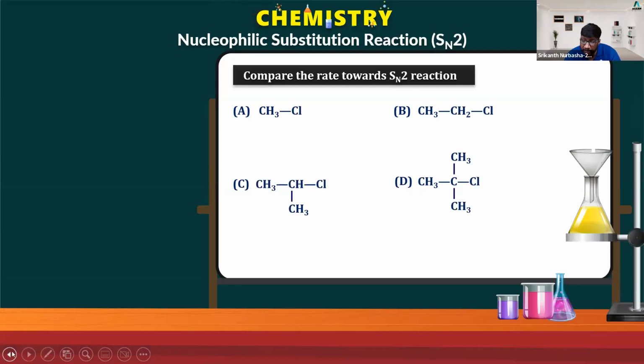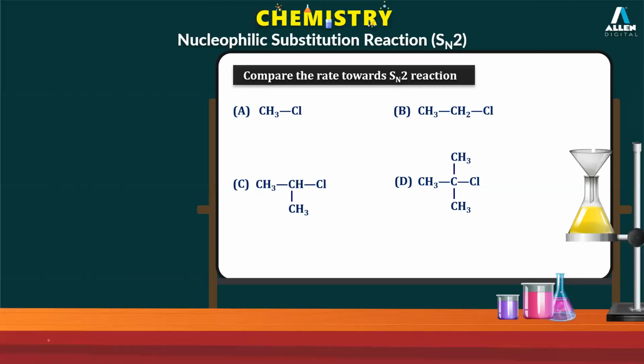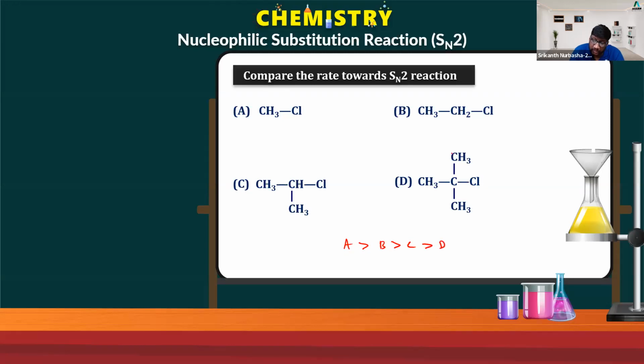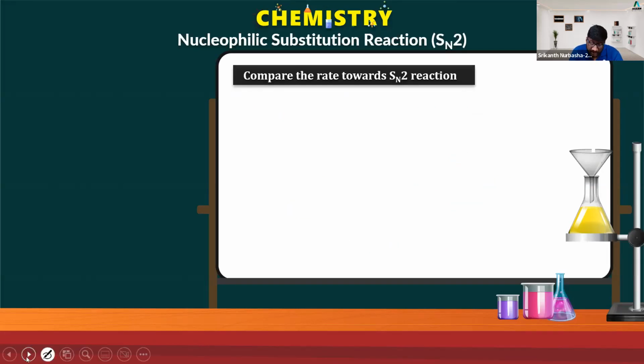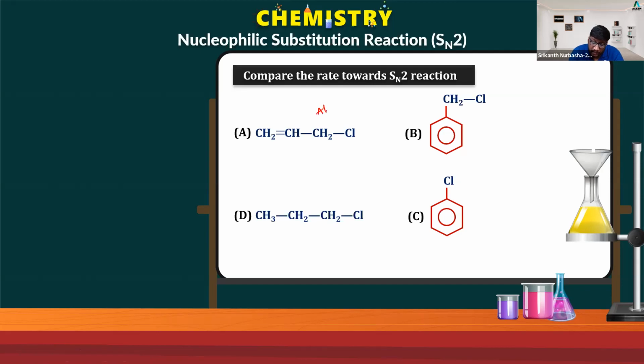Compare the rate towards the SN2 reaction. A, B, C, D, very simple, because methyl, primary, secondary, tertiary. This is methyl. Compare the rate towards SN2 for allyl, benzyl, aryl, and primary. So benzyl is greater, then allyl, then primary, and the least is going to be aryl.